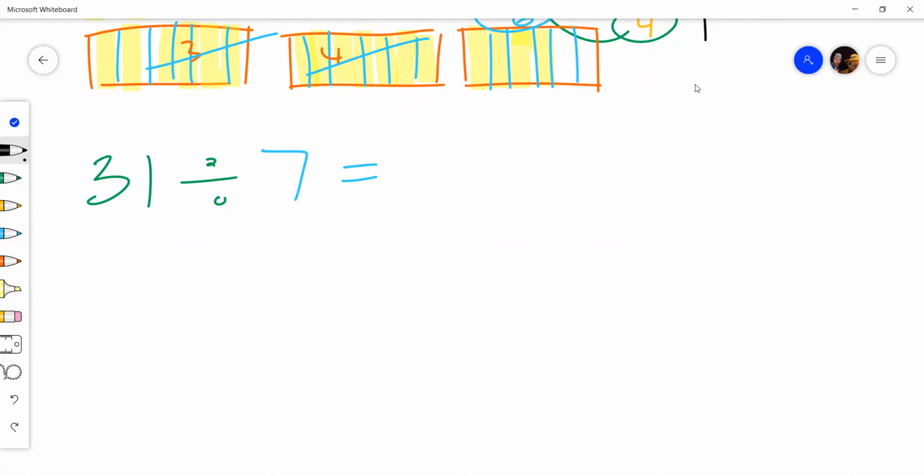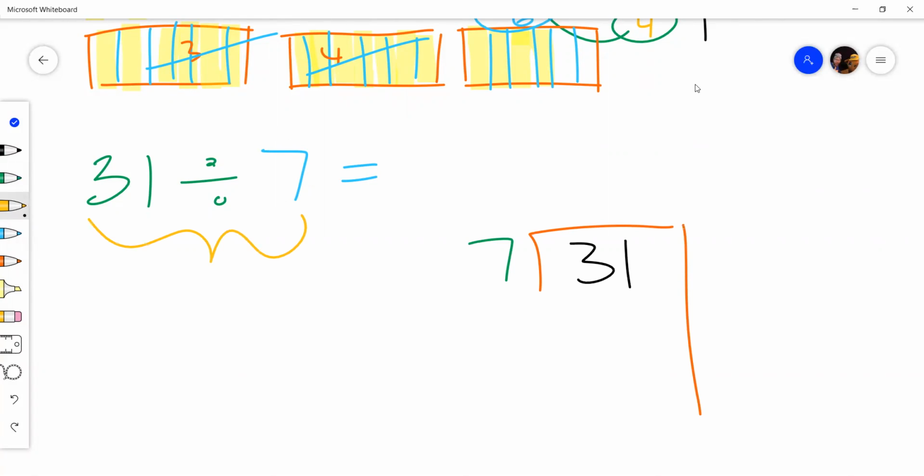So again, if we're using partial products, we're going to have 31 being divided by 7. Also remember that as a fraction this says 31 divided by 7, or 31 over 7. So that's also our fraction. A fraction is a division problem. So what we're doing is making groups of 7.